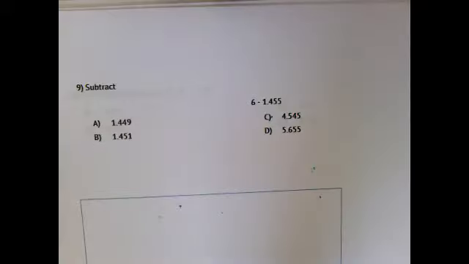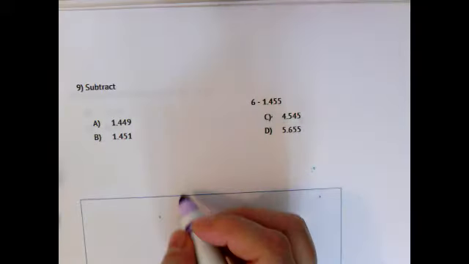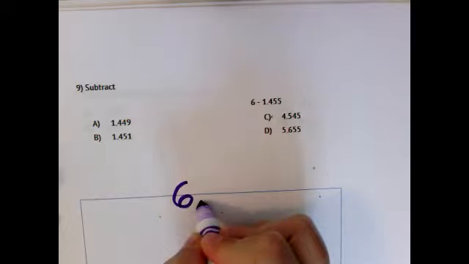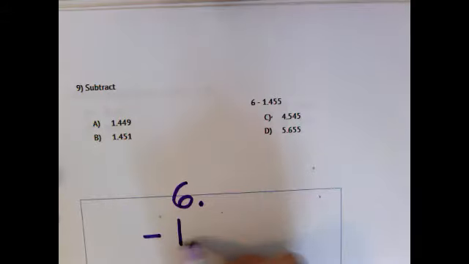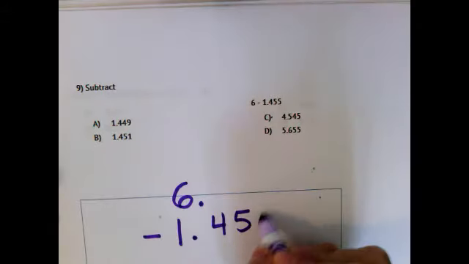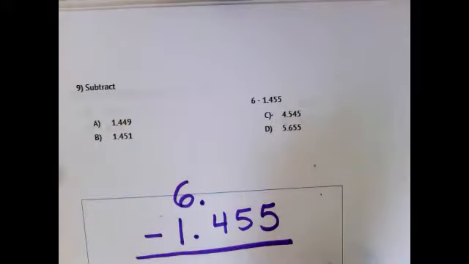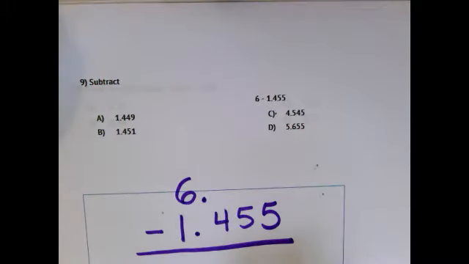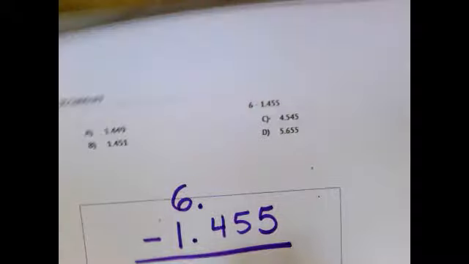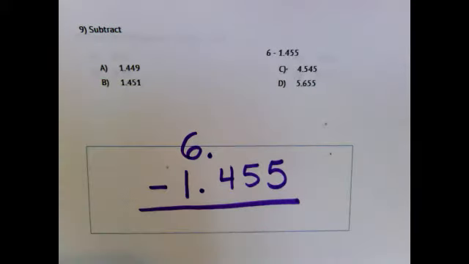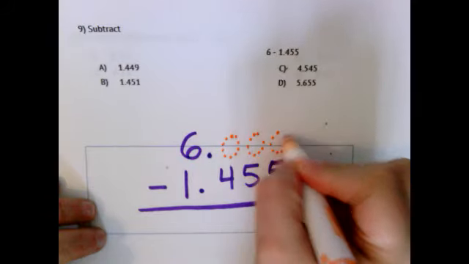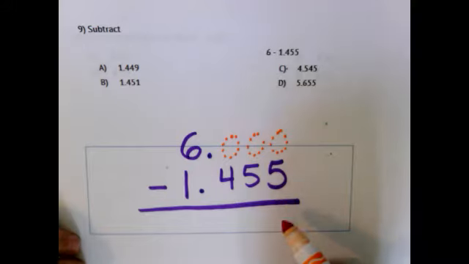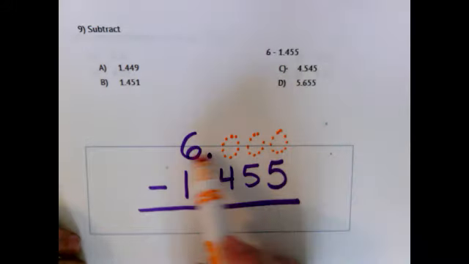Okay, and here is question 9. It was a pretty simple subtraction problem. You have the whole number 6, and you're subtracting 1 and 455 thousandths. I'm pretty sure some of you might have written that backwards. Because what I'm going to have to do is add in some mystery zeros up here to be able to subtract from. And then I'm going to have to start down here on my right. And I can't there. I'm going to have to go all the way down to the ones place.